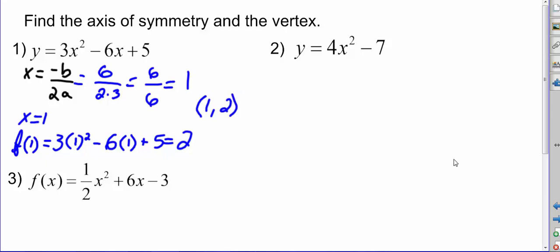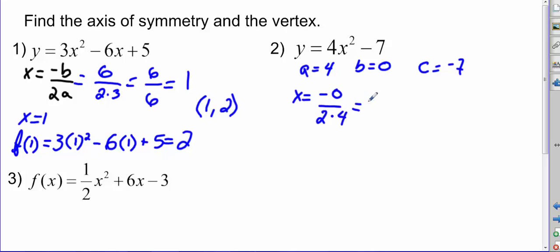All right, so number 2 is a little tricky. There's no b value sitting there. So let's figure this out. We've got a is equal to 4, b is equal to, well, 0, and then we have our c value is equal to negative 7. So we can still figure out where our axis of symmetry is going to be, because x is equal to negative b, which is negative 0 in this case, over 2a, so 2 times 4. We're still going to end up with 0. So our axis of symmetry is x equals 0.